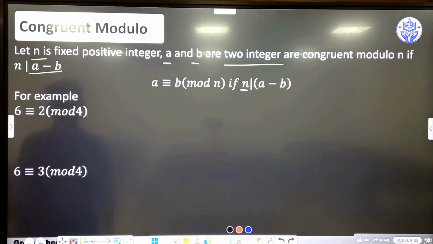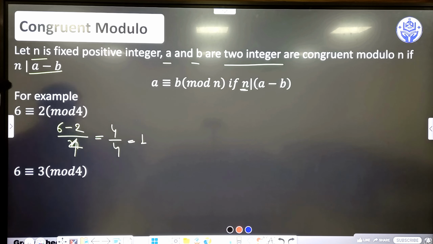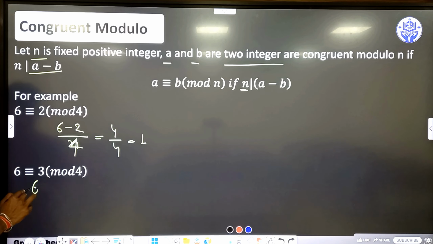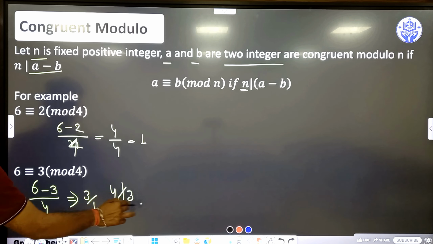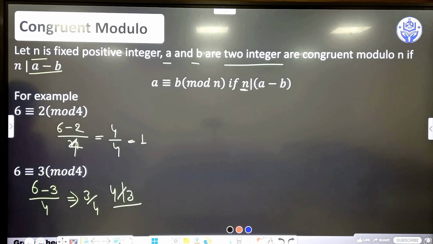Here A is 6 and B is 2, so A minus B is 6 minus 2, divided by n, where n is 4. So 4 divided by 4 is 1. Yes, it is dividing, which means it is a congruent modulo here. For example, 6 minus 3 divided by 4: 6 minus 3 is 3, and 4 does not divide 3. So is it a congruent modulo? No, it is not congruent modulo in this case. This is the basic definition of congruent modulo.